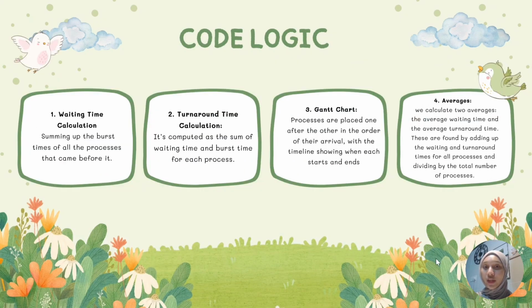Hello everyone, today I will be explaining the implementation of the first come first serve scheduling algorithm. Let's break this into two parts, the code logic and the code flow. For the code logic, what is actually happening behind the scenes?